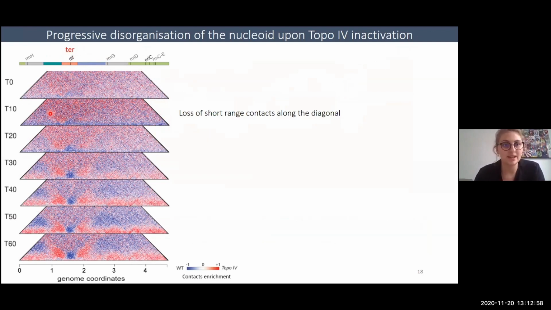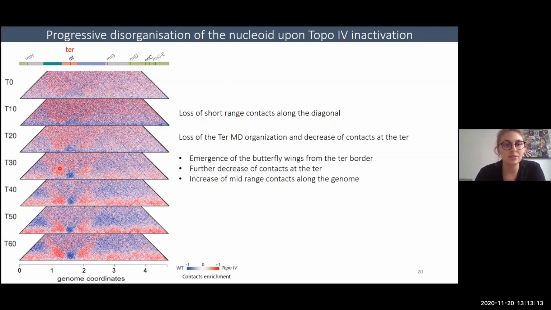So just to go step by step, 10 minutes after inactivation, you lose short-range contact along the diagonal. 20 minutes after, you lose the TER macrodomain organization and have a decrease of contact in the TER, which is the blue triangle here. Then at 30 minutes, things start to get interesting, where you have the emergence of the butterfly wings from the TER domain, further decrease of the contact at the TER, and increase of mid-range contact along the genome.